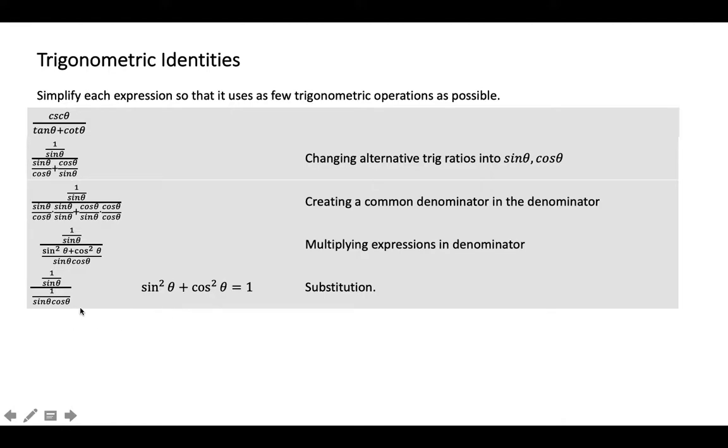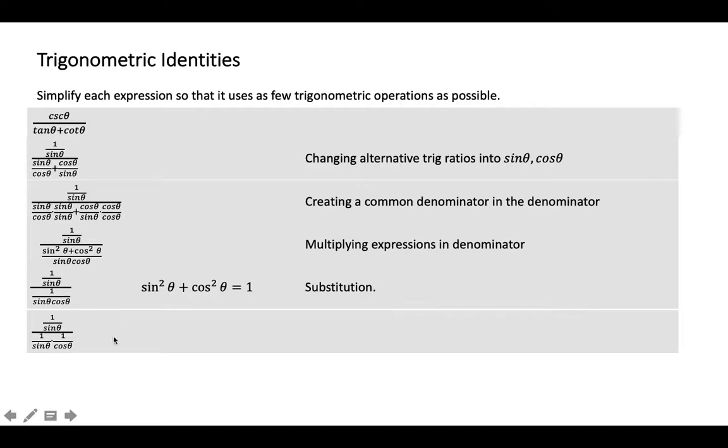I'm left with this expression, 1 over sine theta divided by 1 over sine theta times cosine theta. Think, what would your next step be? For some of you, and you wouldn't be wrong, you would multiply by the reciprocal of the denominator. I'm going to take a little bit different path, which leads to the same result.